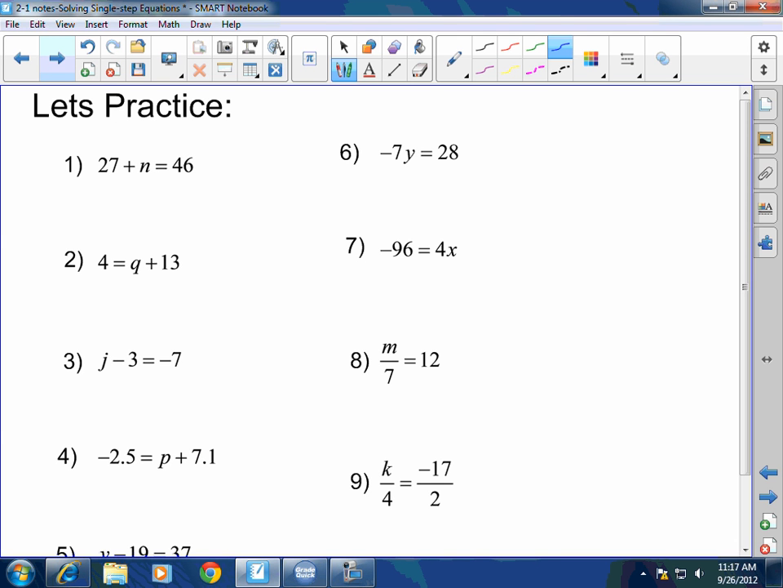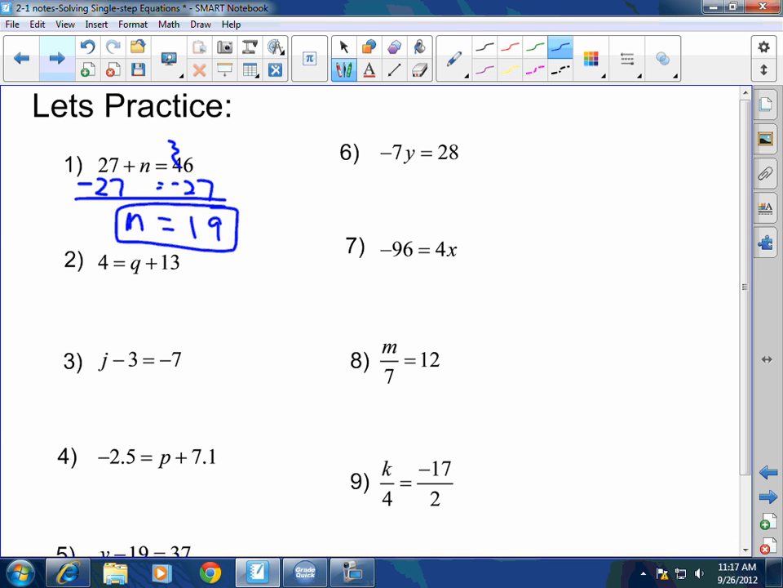Okay. N plus 27. What's the relationship between N and 27? They're being added. What's the sign of the 27? How do you undo that positive 27? You subtract 27 to both sides. Remember, whatever you do to one side of the equation, you must do to the other. So N is going to equal 19, positive, because when the signs are opposite, you subtract, keep the sign of the largest absolute value.